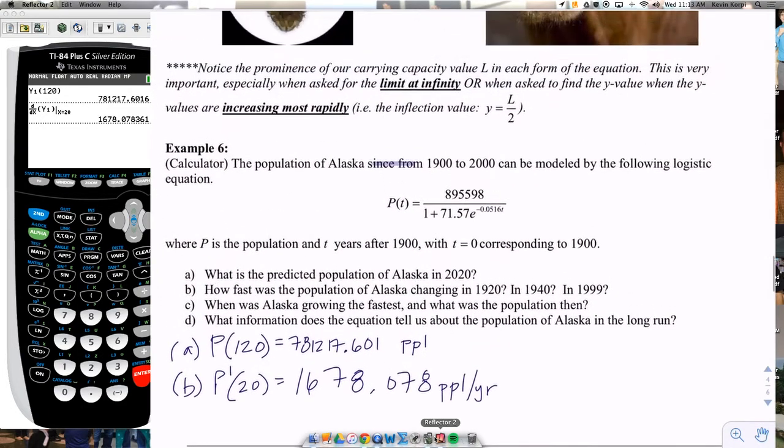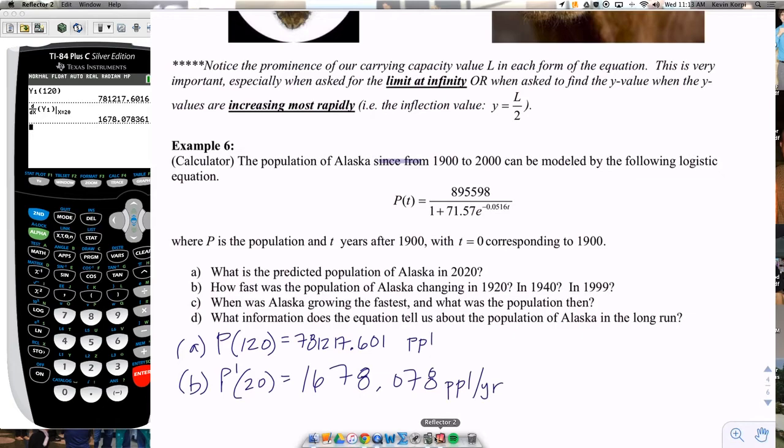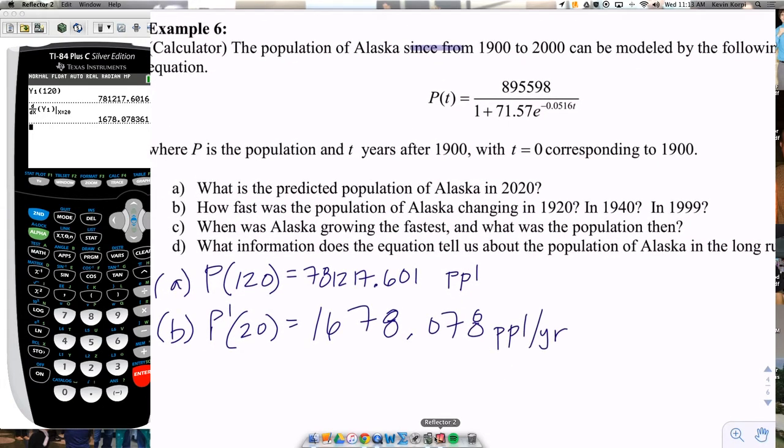Part C. When was Alaska growing the fastest, or the population of Alaska? Well, over the Christmas break, you know. Oh, D. Oh, yeah, 1940, 1999. You want to do that? You got the idea? You would put P prime of what? 40, and then P prime of 99, and then write it down. Yeah, I'm going to skip that. But, yeah, you wouldn't want to skip on an actual test, but it's the same idea. You get the idea. Alaska was growing the fastest, the population, and what was the population then?